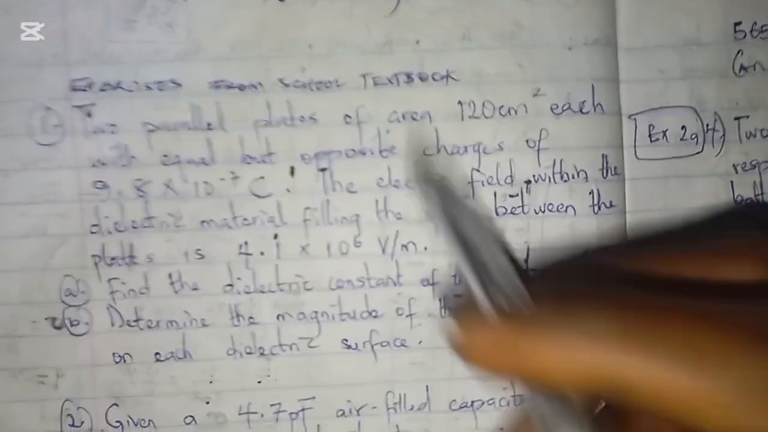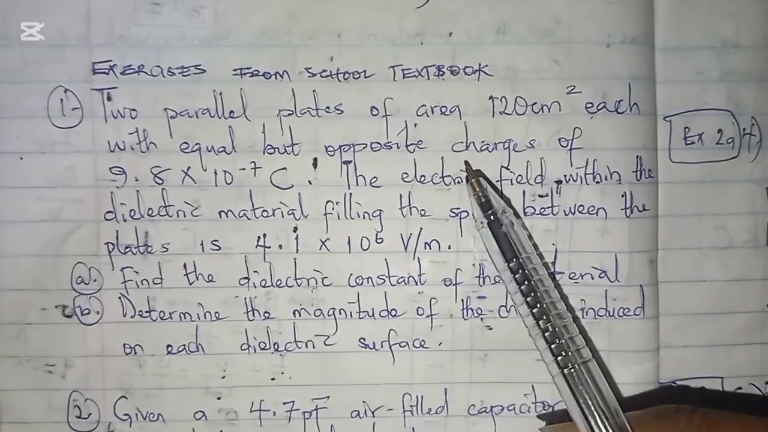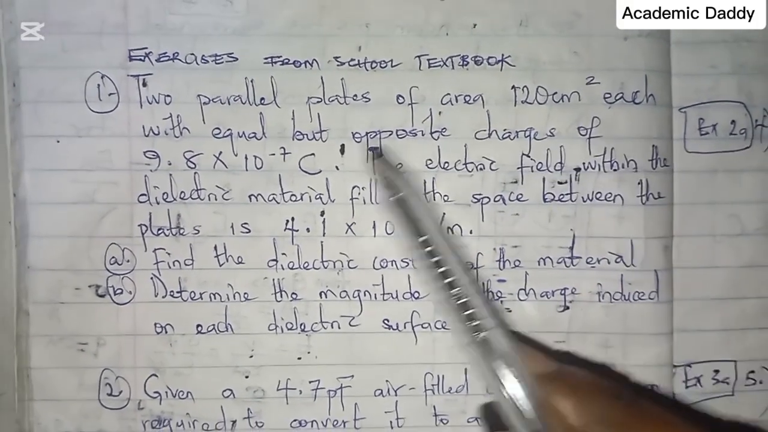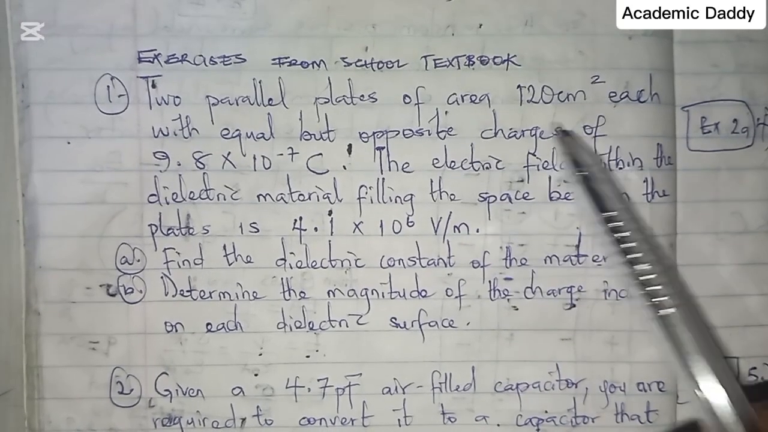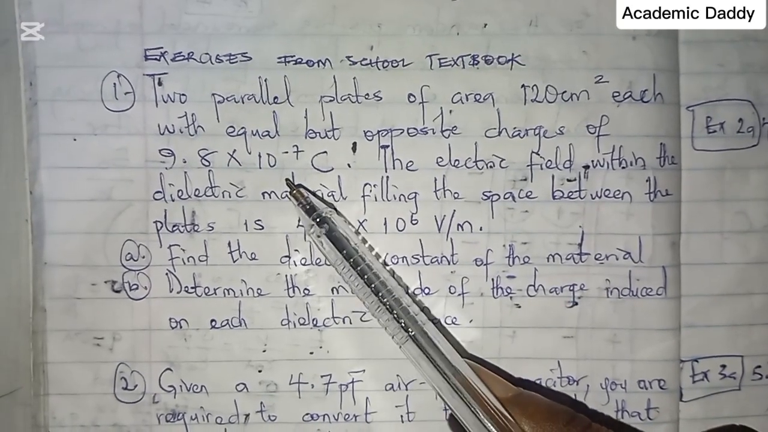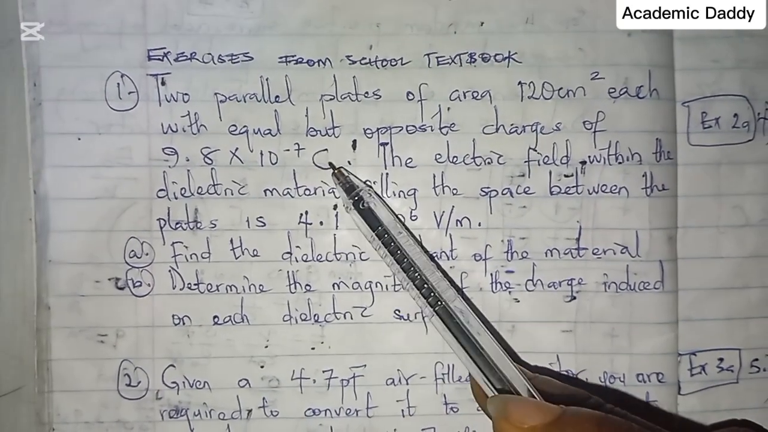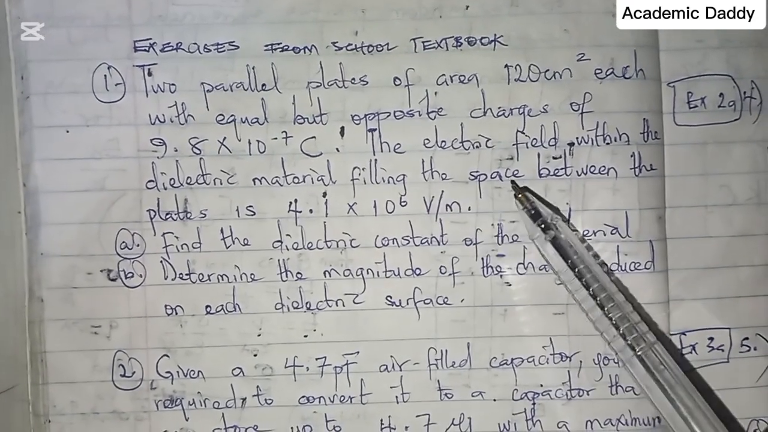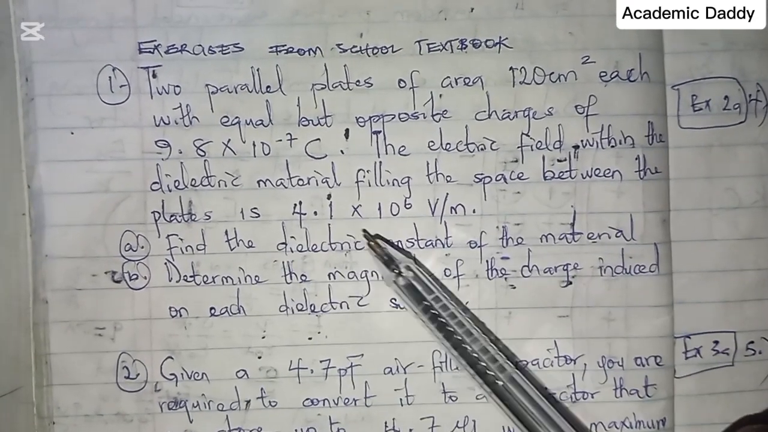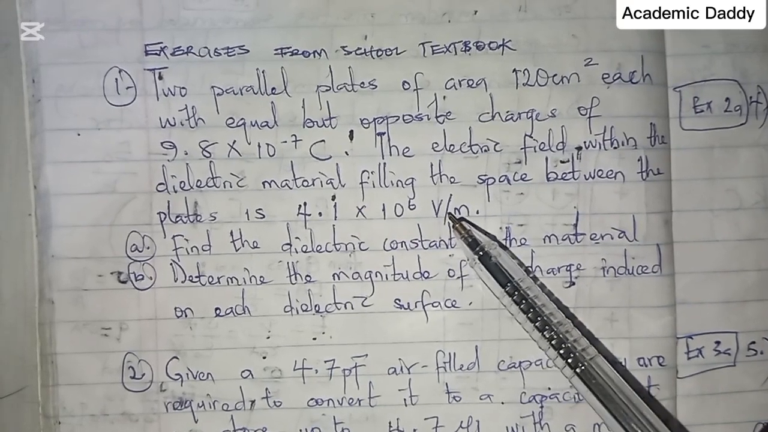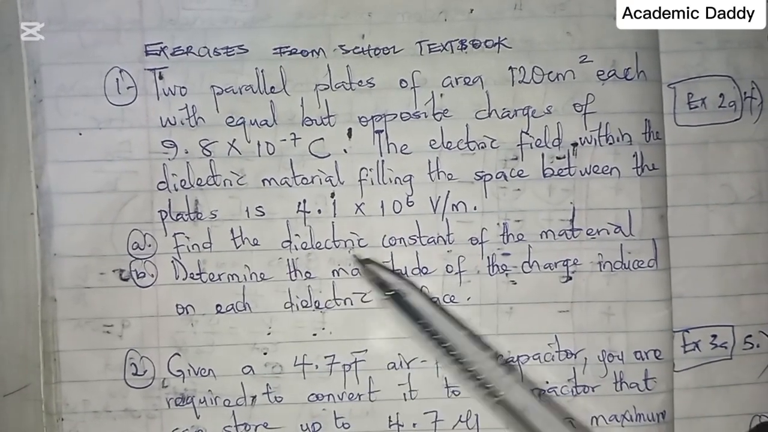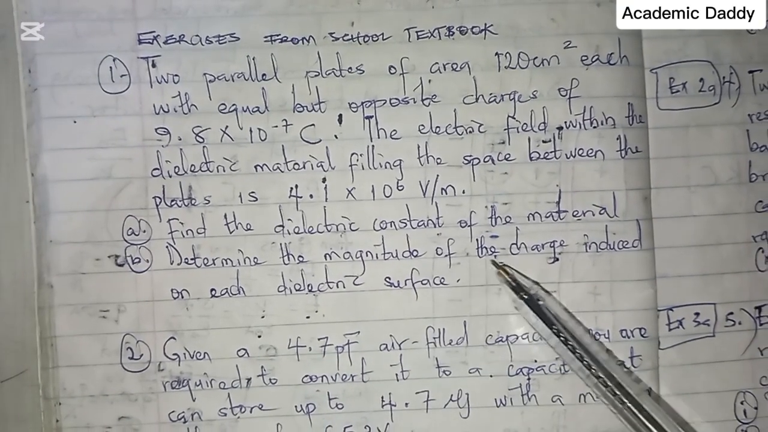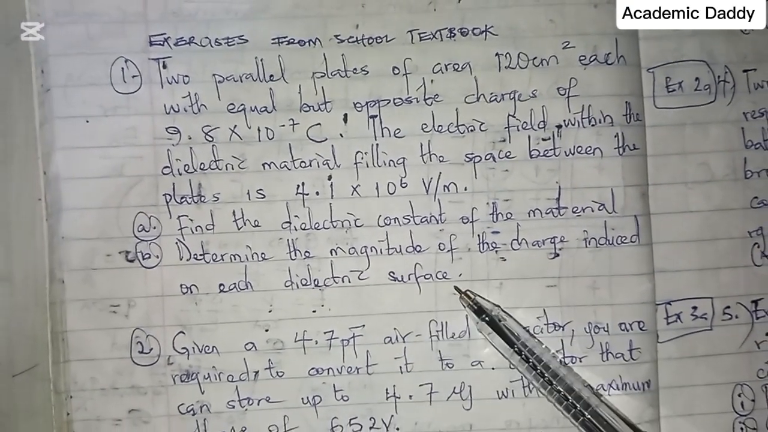This question says two parallel plates of area 120 centimeter square, each with equal but opposite charges of 9.8 times 10 raised to power minus 7 coulombs. The electric field within the dielectric material filling the space between the plates is 4.1 times 10 raised to power 6 volts per meter. A. Find the dielectric constant of the material. B. Determine the magnitude of the charge induced on each dielectric surface.